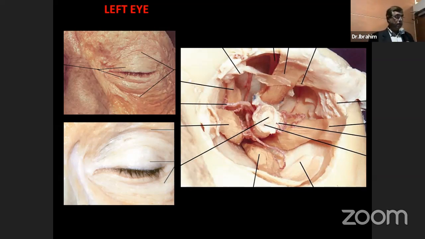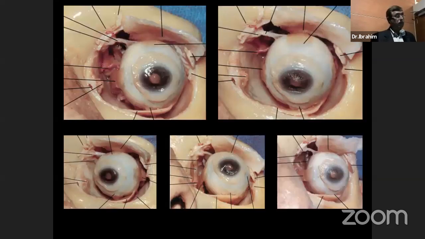So the eyelid, the tarsal plate, there is a tarsal plate in the upper lid and the tarsal plate in the lower lid. And if you go into the apex of the orbit, you will see the annulus of Zinn, the optic nerve, and the muscles coming out of it. This is the lacrimal gland laterally. So these are the muscles. This is the globe. This is on the left side. And you can see the superior oblique, the superior rectus, the medial rectus, inferior rectus, inferior oblique, lateral rectus.